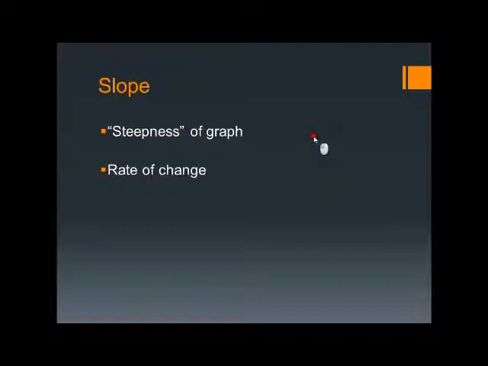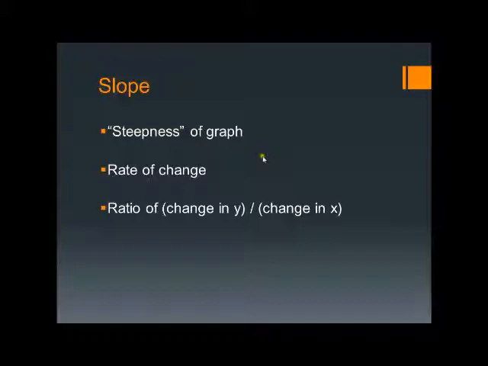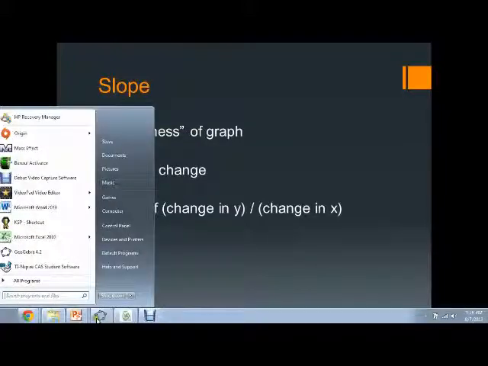Another way of looking at that, the rate of change, is the ratio of the change in y, so how far up or down you've gone, compared to the change in x, how far to the right you've gone. If I switch back over to the graph, you can see that.